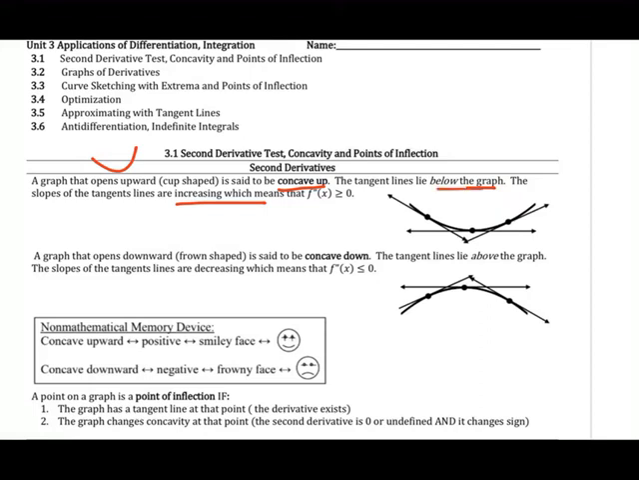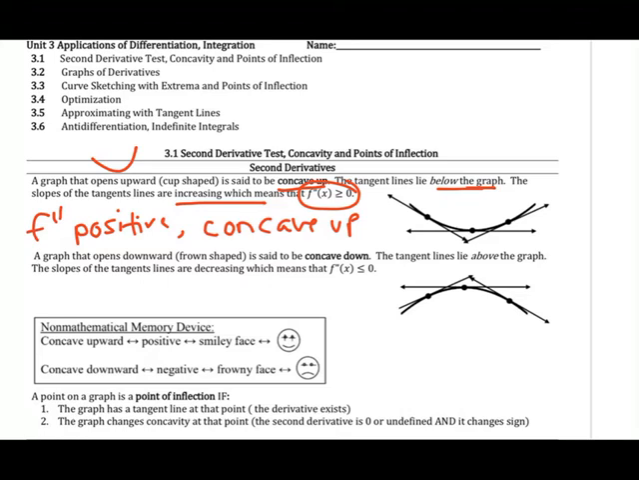And because they are increasing, that means that our second derivative is actually going to be greater than or equal to 0 in that concavity. So the most important takeaway here is that if we have a second derivative that is positive, the graph of our original function is concave up.